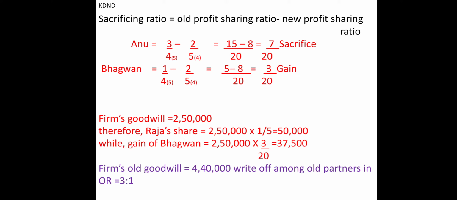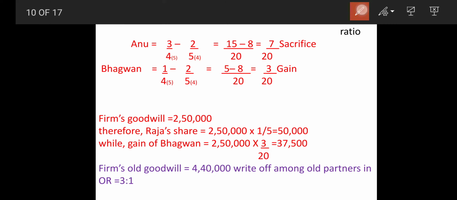In this particular pattern, when an existing partner gains after the admission of a new partner, he will also compensate, and the new partner will also compensate, so there will be purely the sacrifice of Anu. Anu is sacrificing her share to Bhagwan and also to Raja. So we have to find out Raja's share and Bhagwan's share by multiplying their shares and getting the goodwill compensation to Anu.